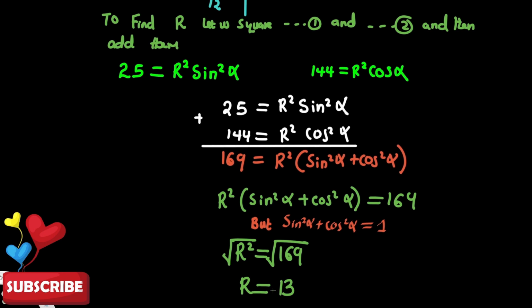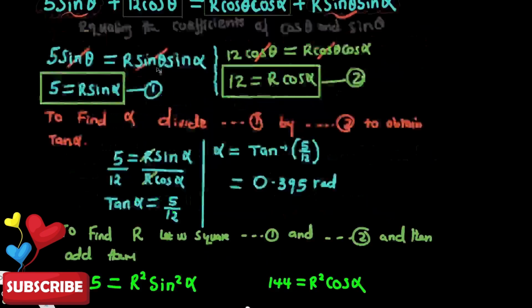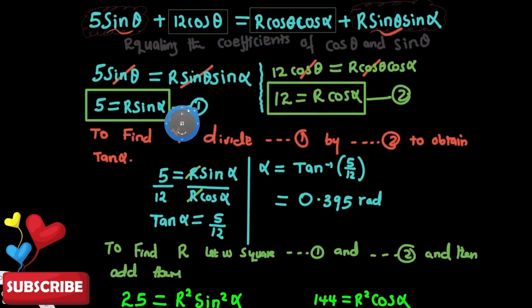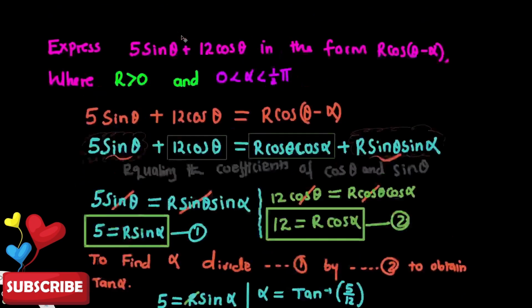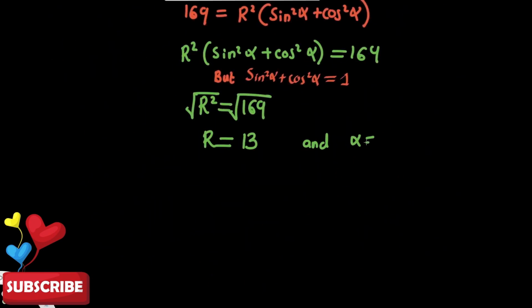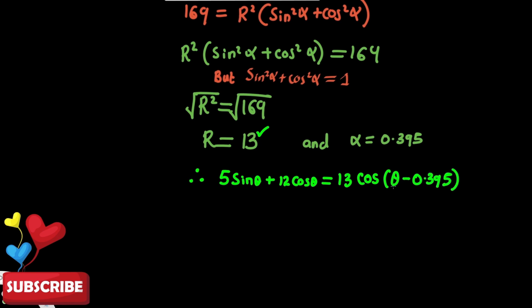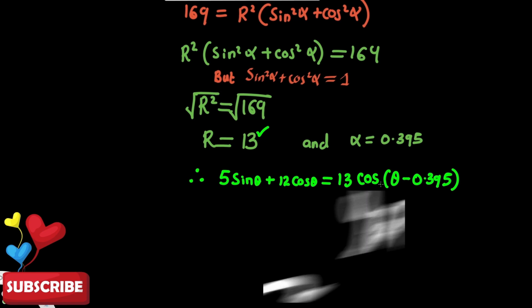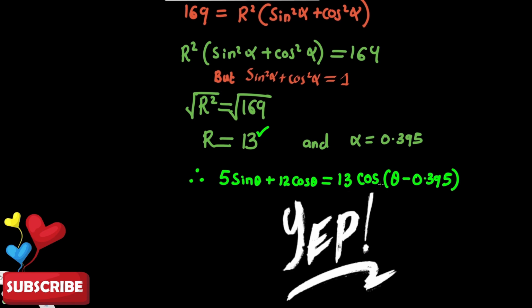Not yet, because we are going to replace whatever values that we have, because we were told to express in that form, so we can replace the values that we have gotten, r and alpha. Alpha is 0.395, which means that the trigonometric function that we were given can be written in the form 13 cos(theta minus 0.395). So that is the form that was expected to be given in this particular question.